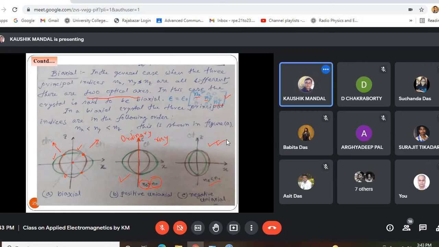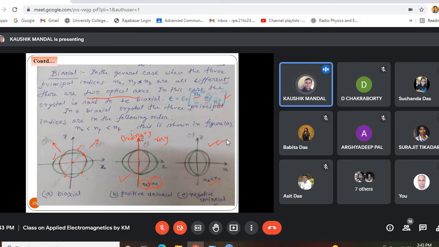So the corresponding wave or light is known as the ordinary ray, and the index of refraction it exhibits is known as the ordinary refractive index. Clear? So the ordinary refractive index means the refractive index exhibited by the ordinary ray. Ordinary ray means the light or electromagnetic wave that is passing through the optical axis of the crystal. When the electromagnetic wave passes through the optical axis, it will exhibit the single phase velocity. That's why it is known as the ordinary ray.